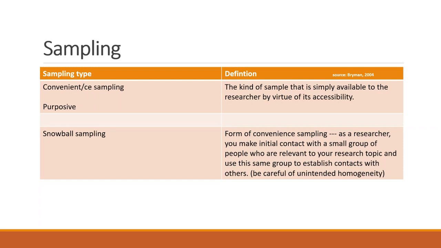You make initial contact with a person, a small group of people, and then through those people you establish contacts with other people. But as I also say here, be careful of unintended homogeneity. So you also don't want to have people who are going to just tell you the same thing, because maybe it's people in the same circle, people with the same focus and experience, and then the group becomes too homogeneous, right? So always think about what is it that I want to achieve.